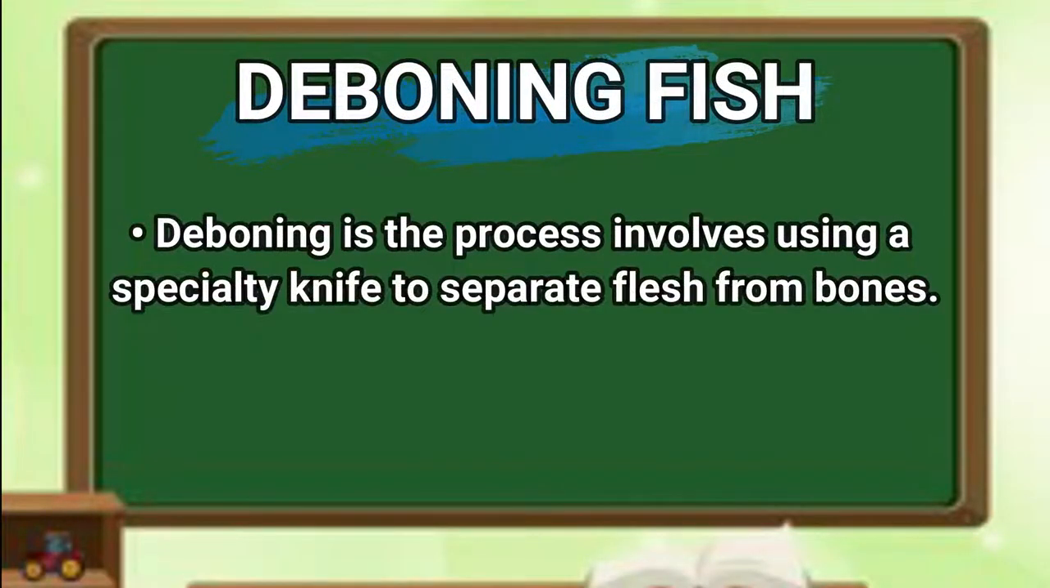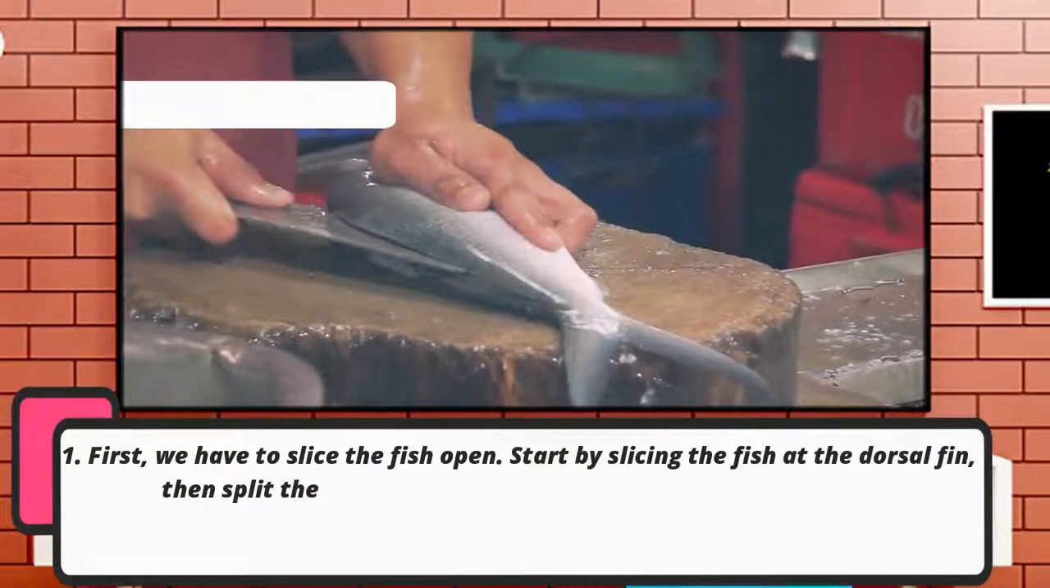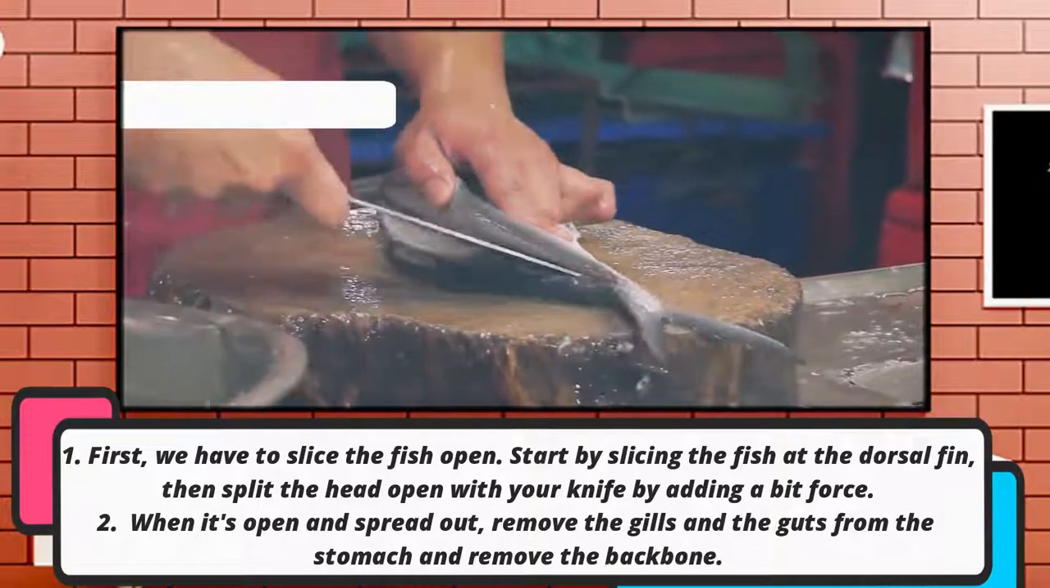Next is deboning fish. Deboning is the process that involves using a specialty knife to separate flesh from bones. Here are the steps in deboning fish. First, we have to slice the fish open.